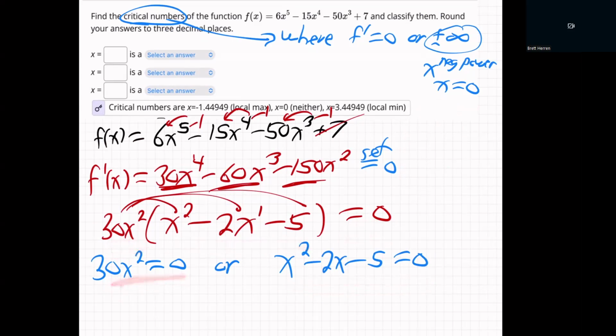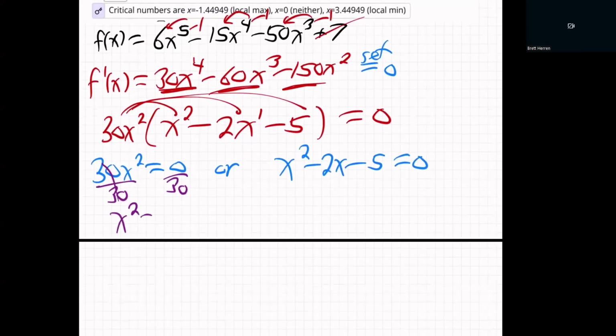Okay, let's finish this one. This one's easy. Just divide by 30. Boom. And this one is x squared is 0. 0 over anything is just 0. Okay, and then root it. That's easy. x is 0. Okay, now what about the other side? The other side's not so easy. We're going to need to do it with the quadratic formula.